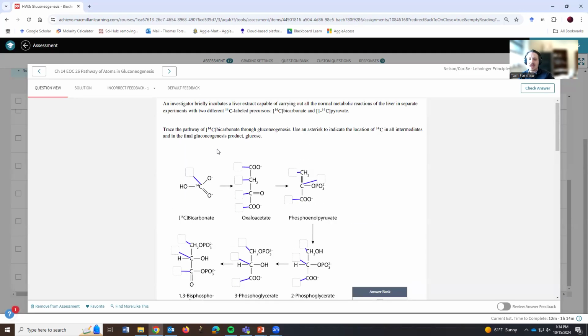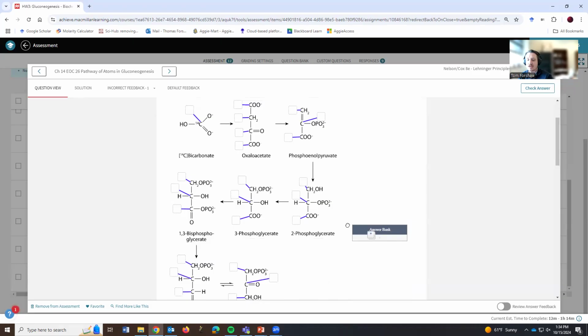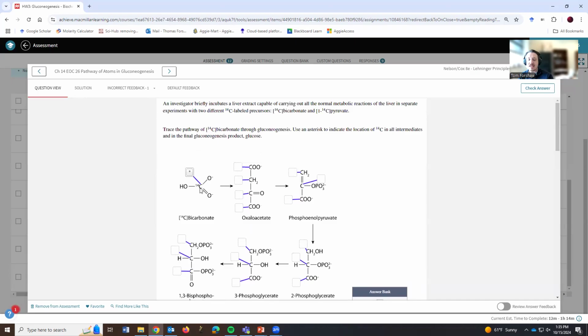glucose at the end. And so immediately, you're going to want to take the asterisk and drag it here, because you need to indicate that this is the labeled carbon. We know it is. It says carbon-14 bicarbonate. That's the only carbon, and it's even labeled for 14C. So we can drag this asterisk and move it there.